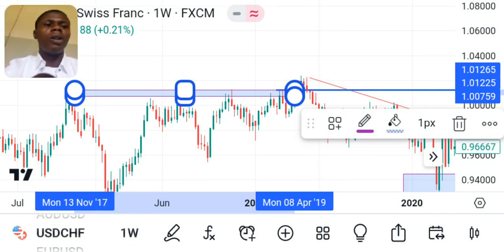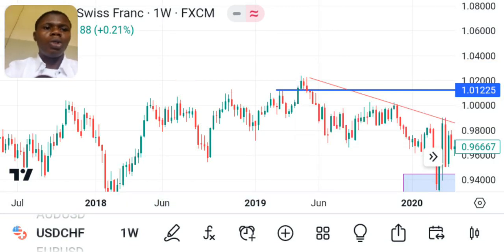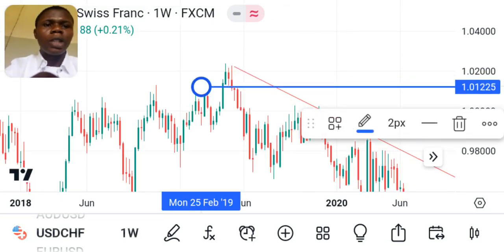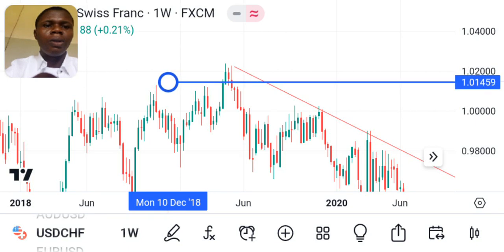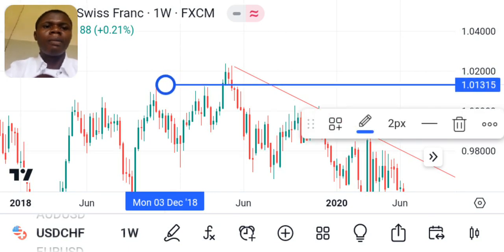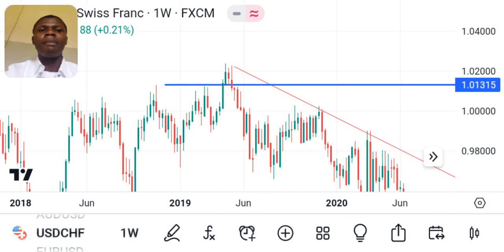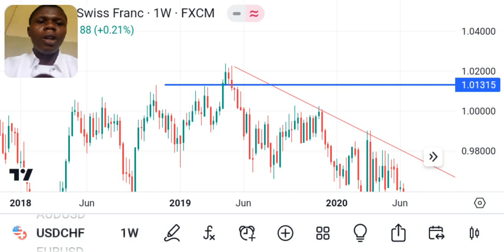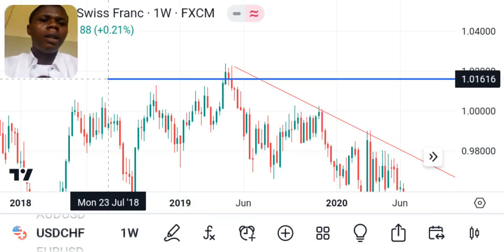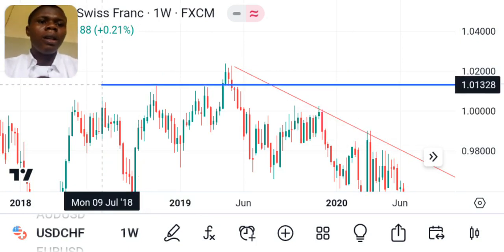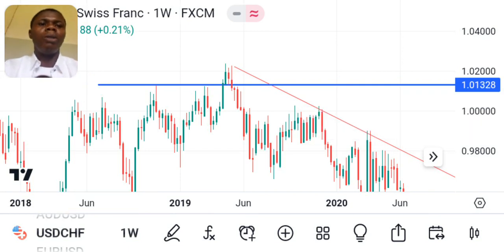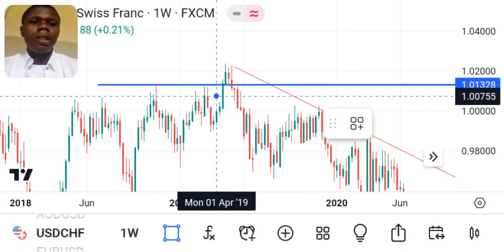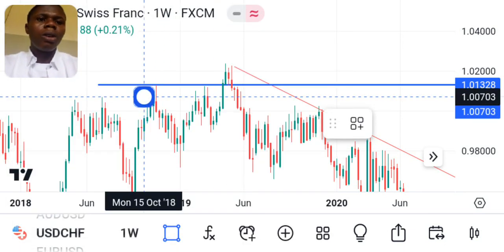Now, if you look closely, it took out price to the upside, and if you check very well, this was the last candle that actually ran out price to the upside. That was the last candle that ran out price to the upside. Now I want you to take a close look at this. If you look very well, you see that this candle here, there's an order block. I will show you the order block now. The order block is here. It's actually here. This is the order block.